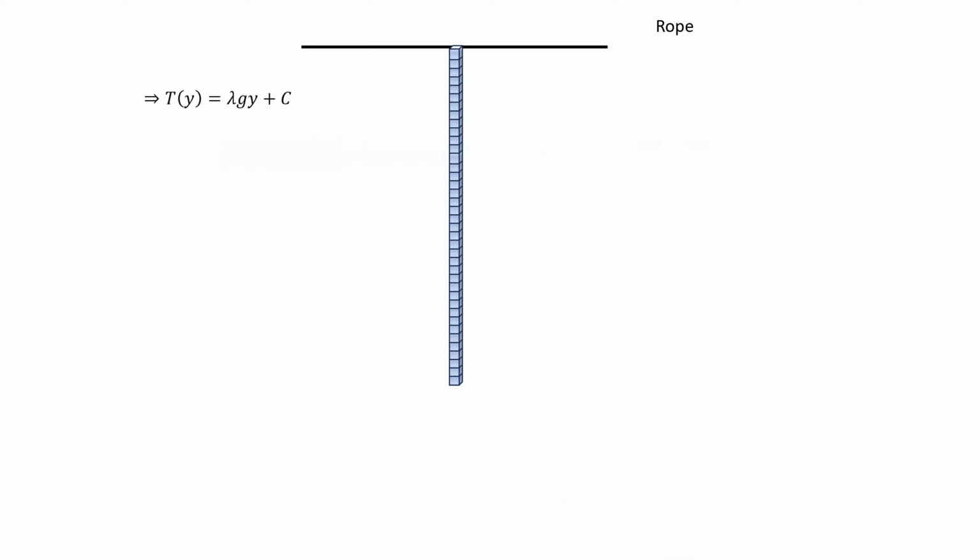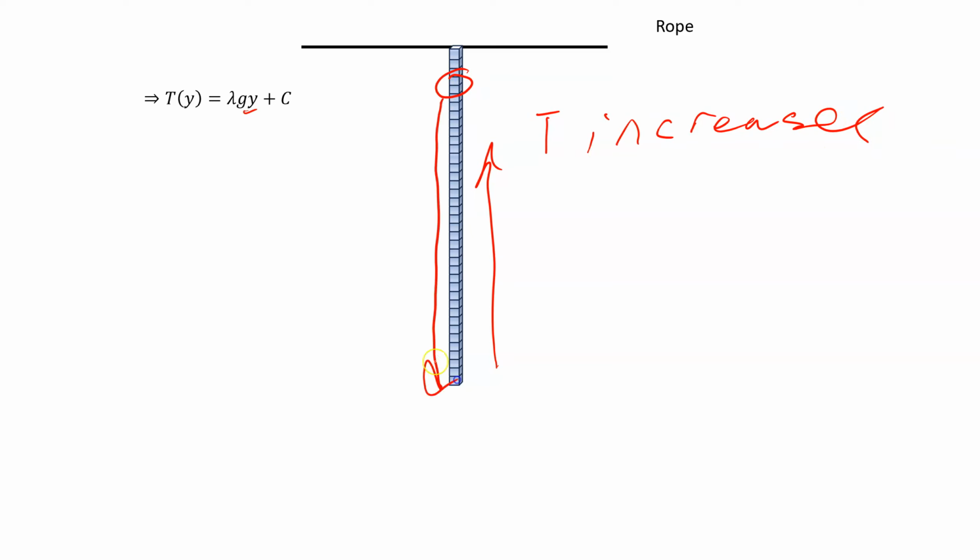What does this say? It says a couple of things. Number one, it says that as you go up, the tension increases. Okay? So why is that? It's because you can think of this point having to support everything beneath it, and there is more mass beneath it, okay?